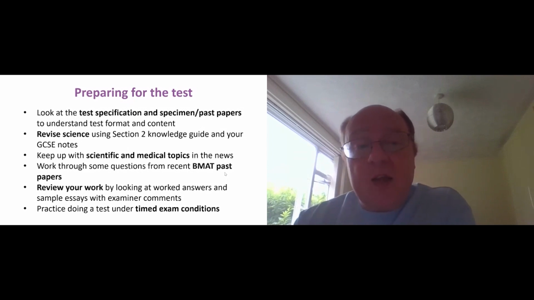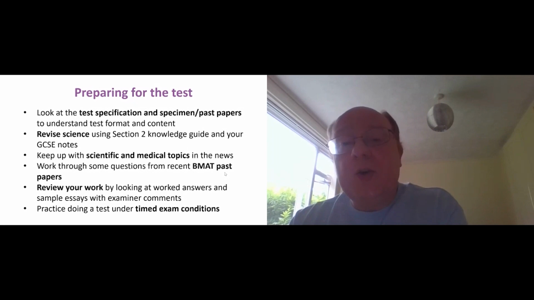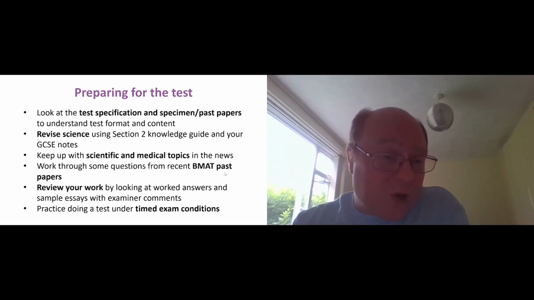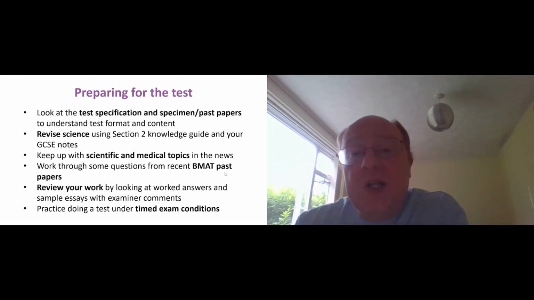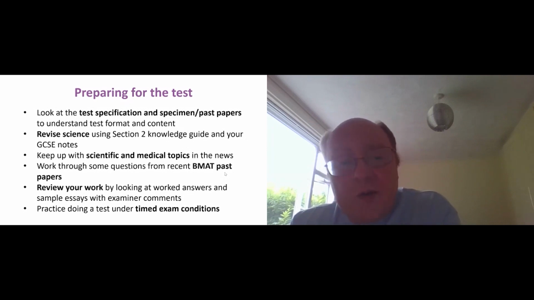I will also say that for section 2, you really need to revise your science. So use the section 2 knowledge guide. You can use that to identify any gaps that you didn't cover in your GCSEs. Go back to your old GCSE notes. Hopefully you won't have thrown them away after you sat your GCSEs. So use those, use the knowledge guide that's there. Make sure that you know about all of the topics that can come up. And the specification does list everything that will come up. So you can be certain that anything that's not listed in there is not going to come up.